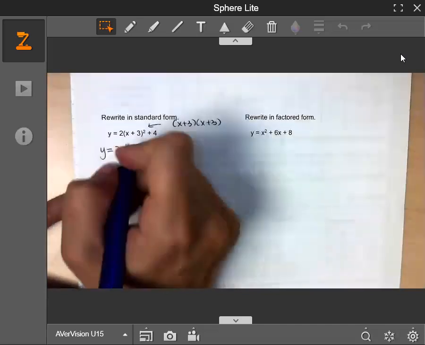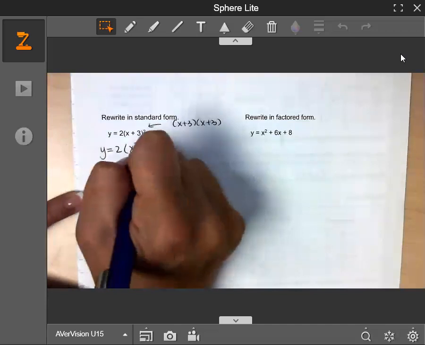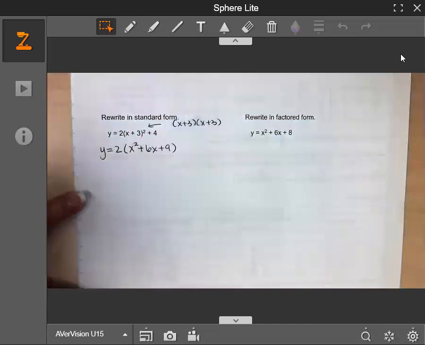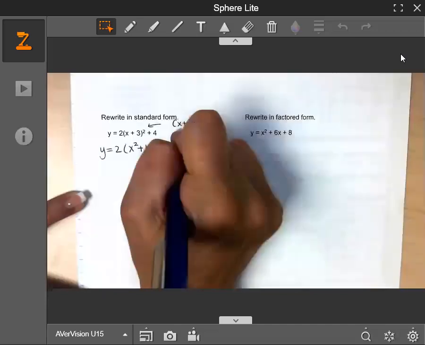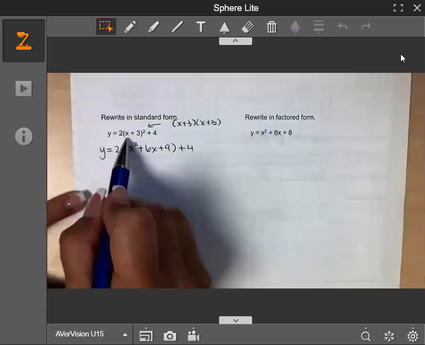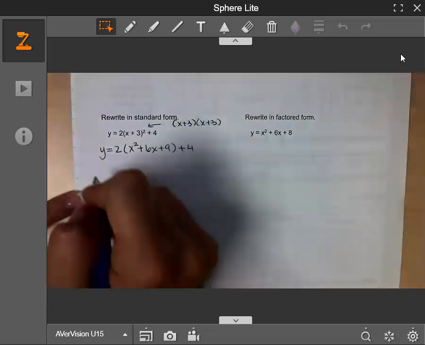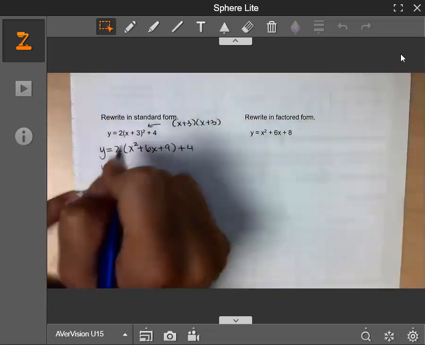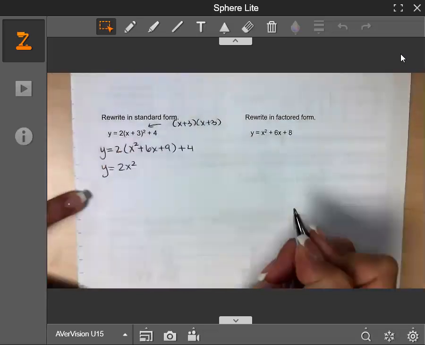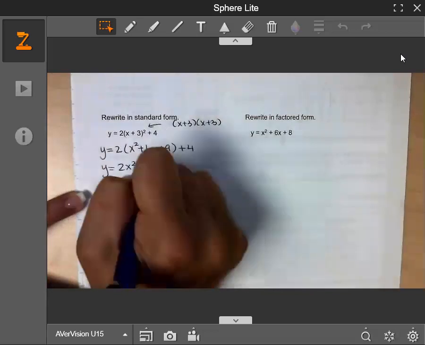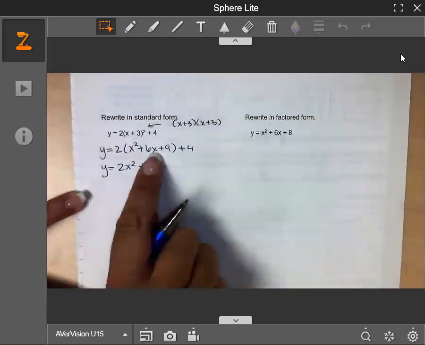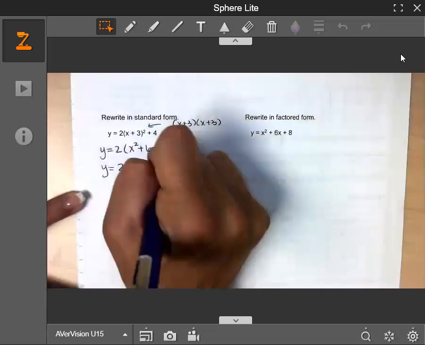So we get x squared plus 6x plus 9 now in the parentheses. We multiplied this part, x plus 3 squared. Now we distribute that 2 too, so 2x squared plus 12x when I multiply 2 times 6x, and then 2 times 9 gives me 18.